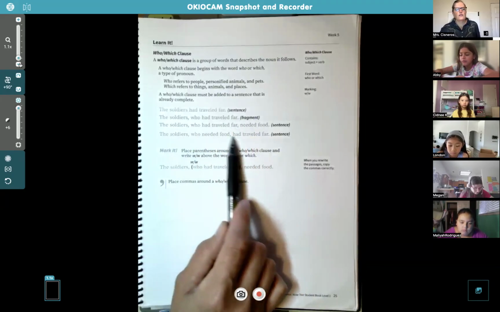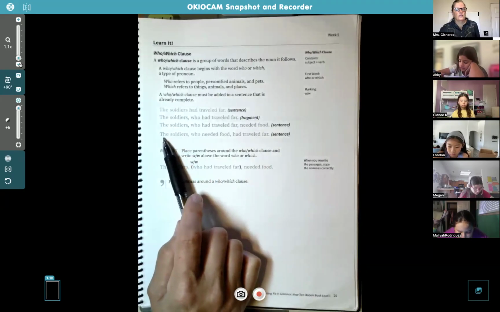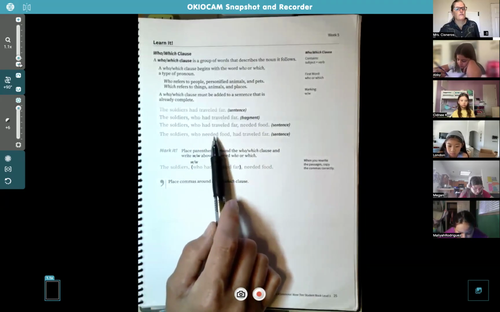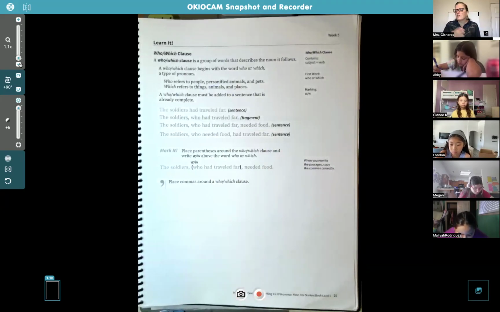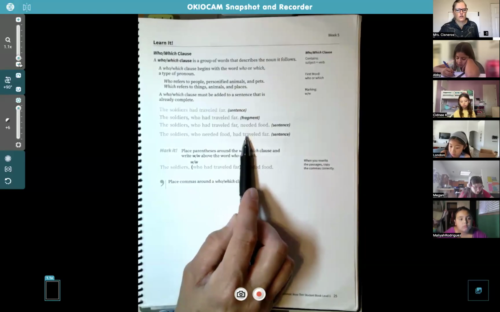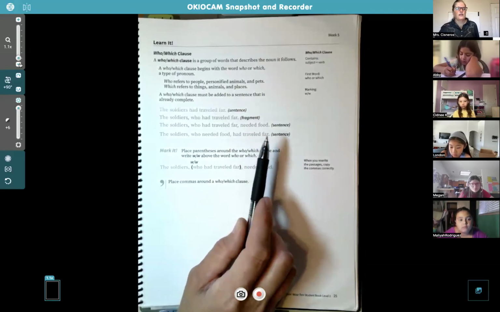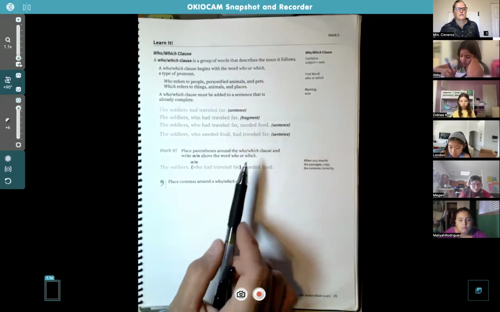And then look at the other example. You can switch those things around and say the soldiers who needed food had traveled far. It works either way. But the point is you have a verb inside the who clause, which is needed here. And you have a verb, actually this has two verbs after that. So there's got to be another verb after the who which clause in order for it to make sense.